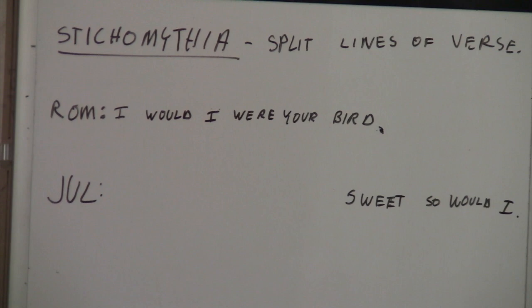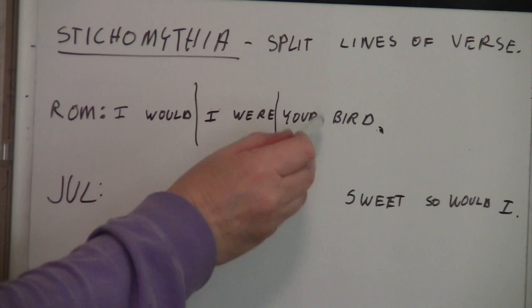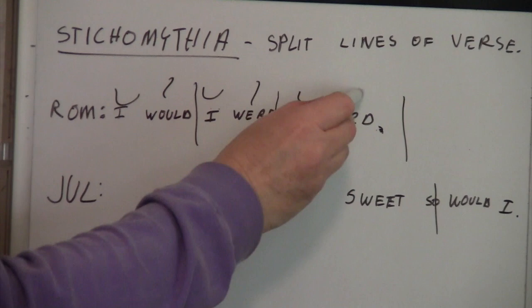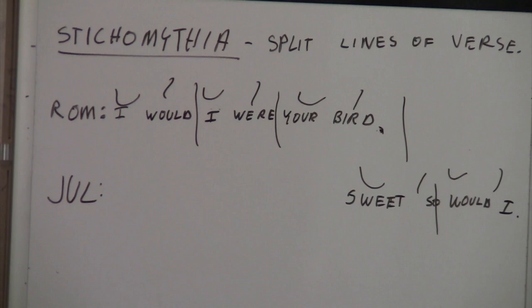I would, I were your bird, sweet so, would I. This is kind of akin to when you have a close friend and the two of you finish each other's sentences. So you're on the same wavelength. These characters are on the same wavelength. They're finishing each other's iambic pentameter line.